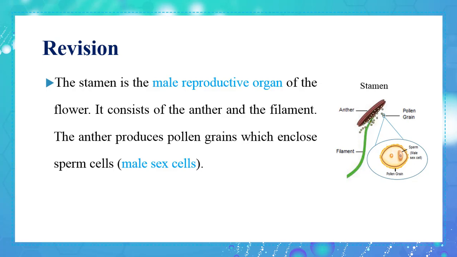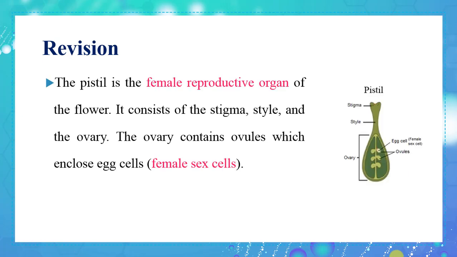The anther produces pollen grains, which enclose sperm cells, which are considered as male sex cells. The pistil is the female reproductive organ of the flower. It consists of the stigma, style, and the ovary. The ovary contains ovules, which enclose egg cells, which are the female sex cells.